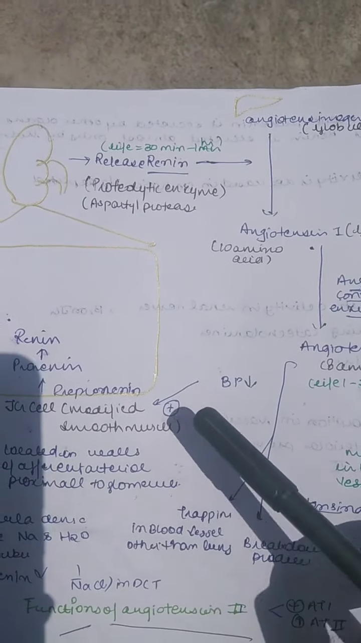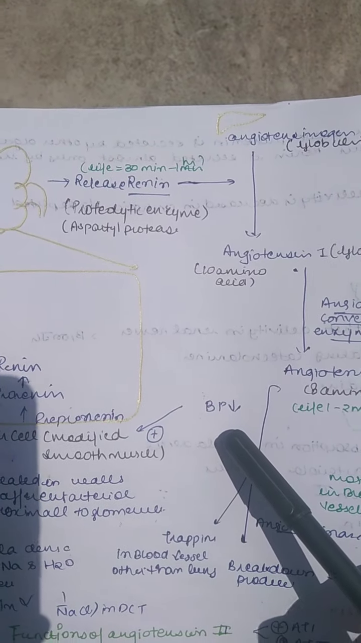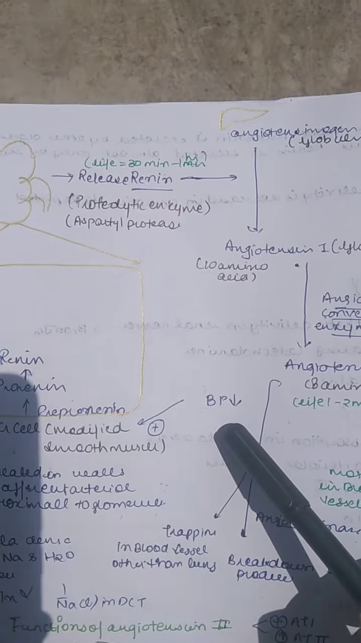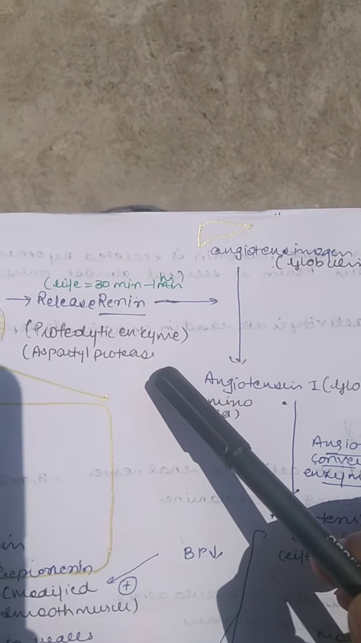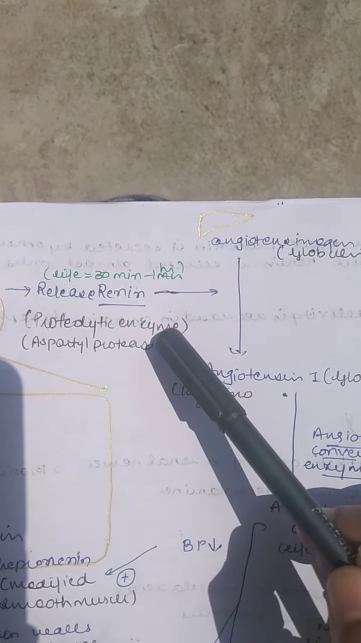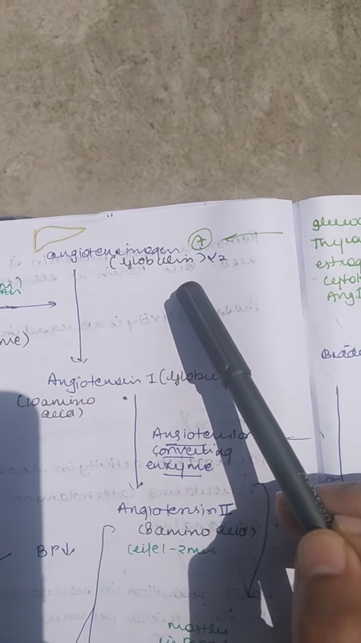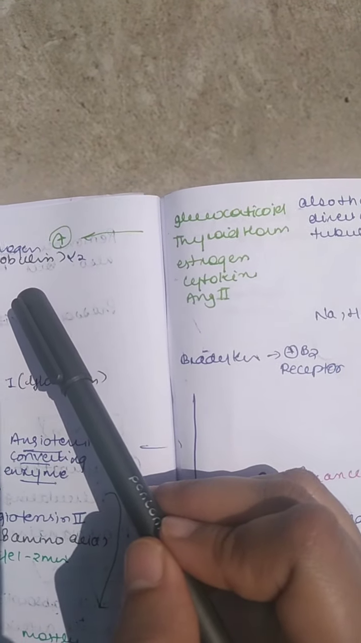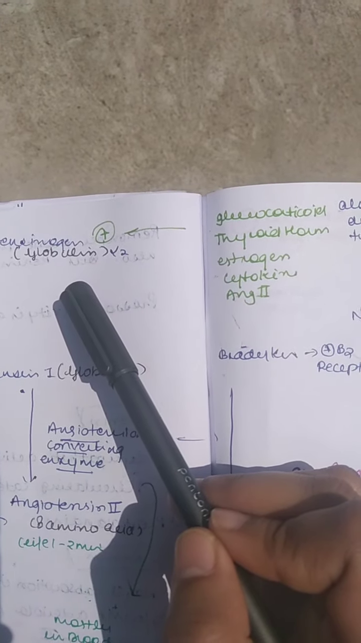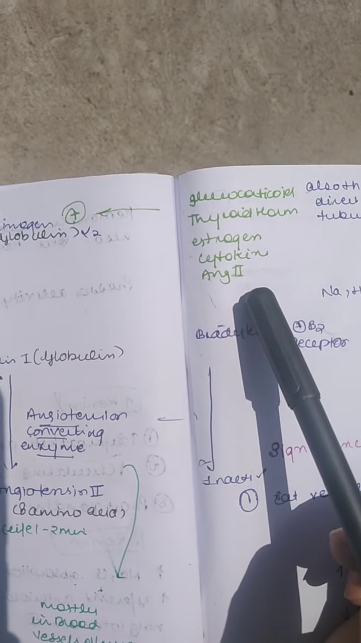Okay, now the stimulus for JG cells to release renin is decrease in BP. So if BP decreases due to any mechanism like dehydration or hemorrhage, renin gets secreted. Renin has a half-life of 30 minutes to 1 hour. Renin is basically a proteolytic enzyme, actually an aspartyl protease, and angiotensinogen is an alpha 2 globulin that is secreted by the liver. There are so many stimuli to secrete angiotensinogen, like glucocorticoid, thyroid hormone, estrogen, cytokines, and angiotensin 2. So it has implications.